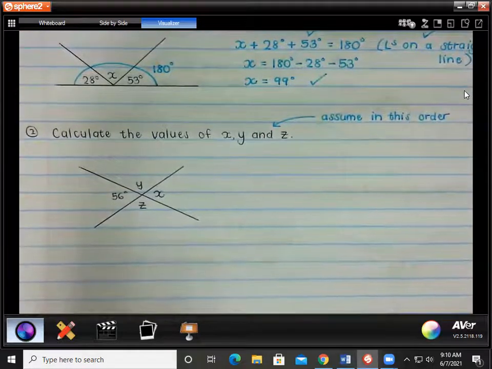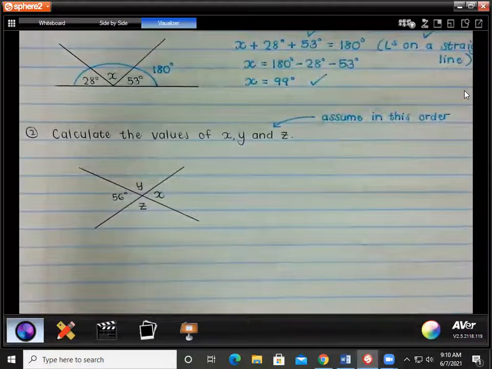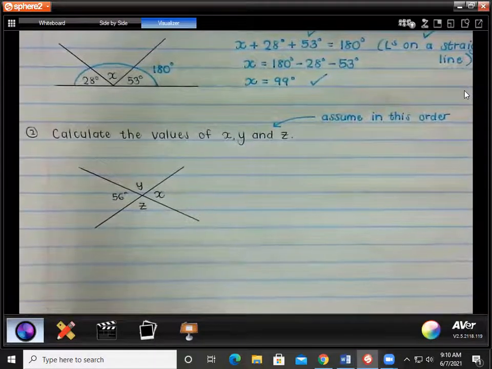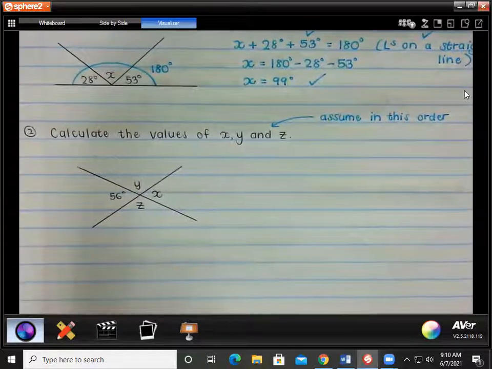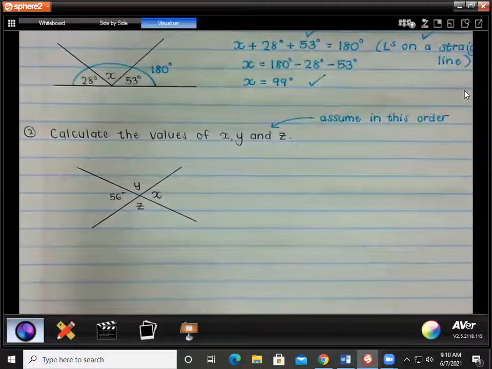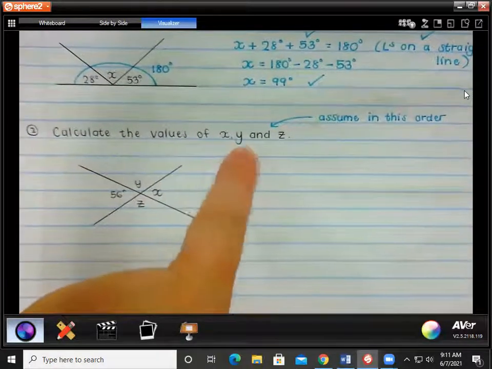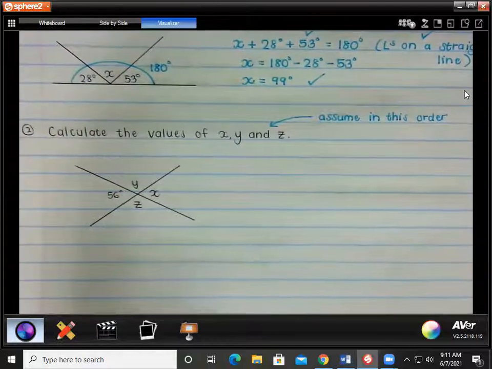Just add that there, what I've written in blue there. If they're saying in the question, calculate the values of X, Y, and Z, that is the order that they want you to find those values in, all right? Sometimes they give you a picture with a whole bunch of letters, which we will get to later on. Then they'll say, do it in alphabetical order. But now because there are only 3, they've listed the 3. So you need to first find X and then Y and then Z. So you need to assume that it is in that order.